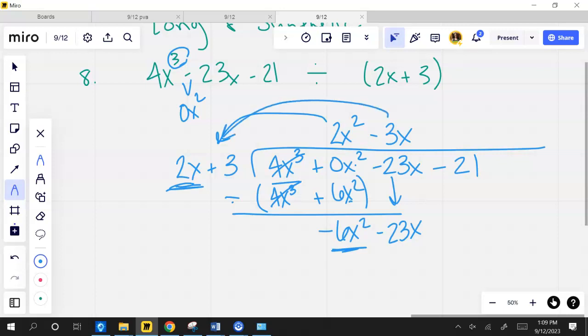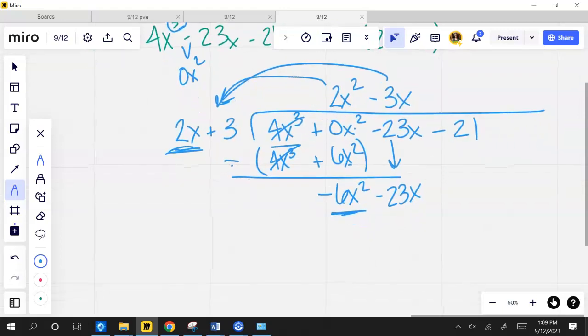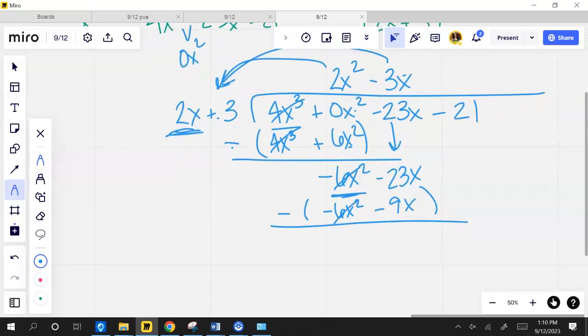Same process. There's so much repetition here that you can't help but remember it when you start doing it. So negative 3x times 2x is, negative 3x times 3. And I'm subtracting all of that. So it's negative 23 minus negative 9. So negative what? 16? 14.